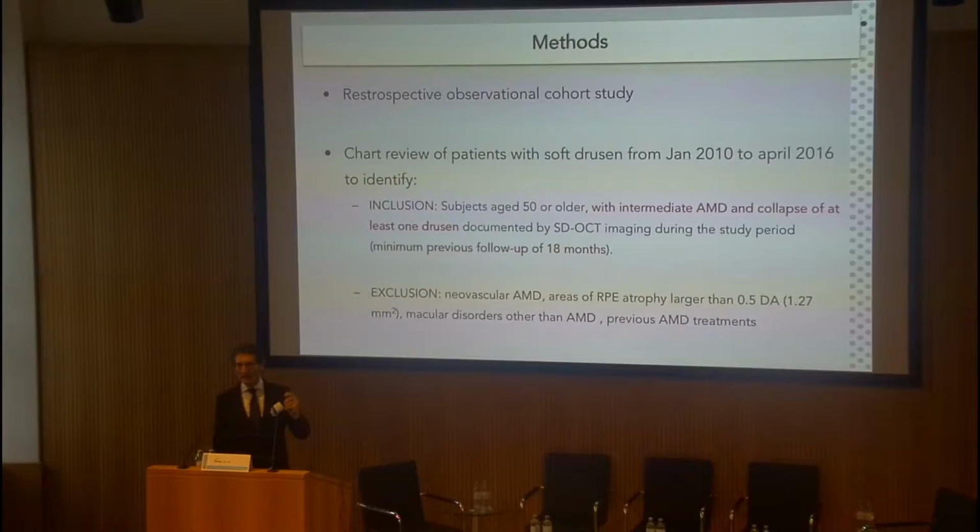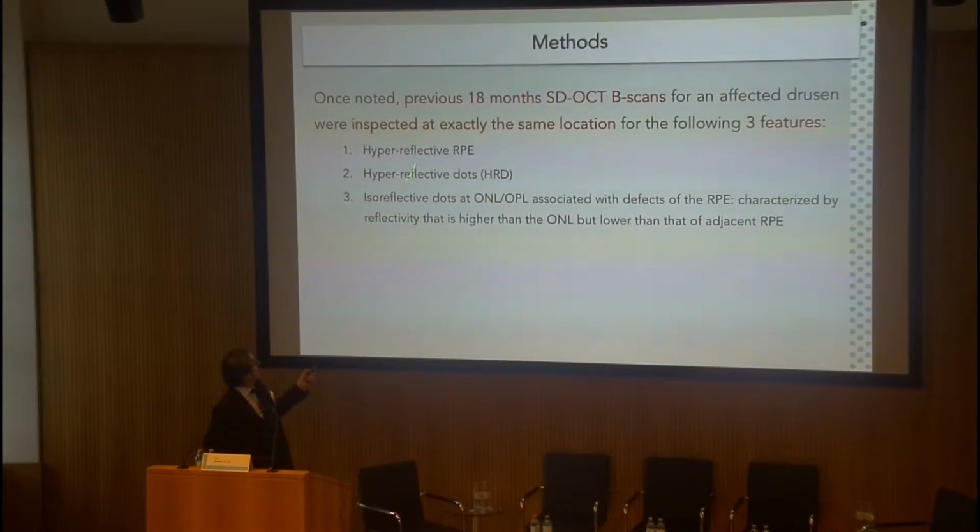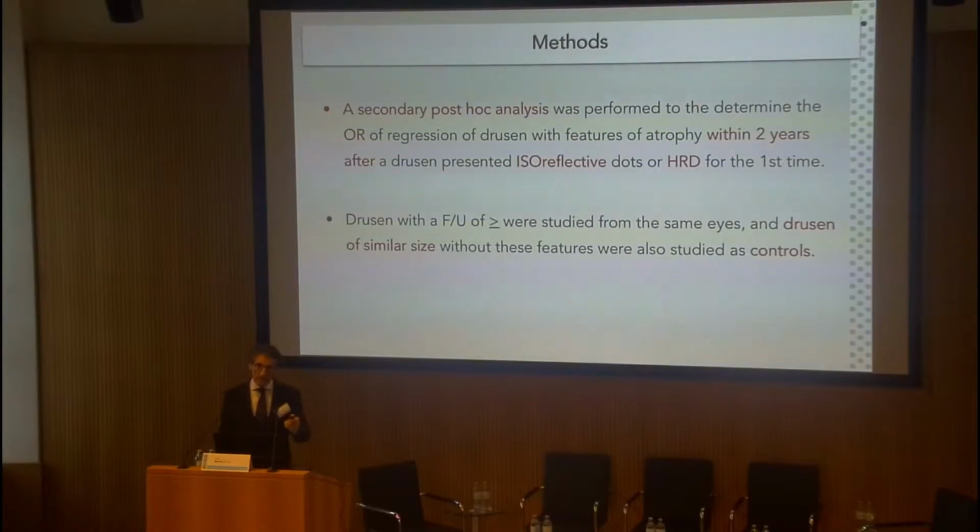So we retrospectively reviewed Drusen that collapsed with a previous follow-up of 18 months, trying to look for hyperreflective RPE, hyperreflective dots, and this material, hyperreflective dots, associated with RPE defects. In a secondary analysis, we did the contrary. We looked for these features and then followed them to see what was the odds risk of developing atrophy after 2 years.